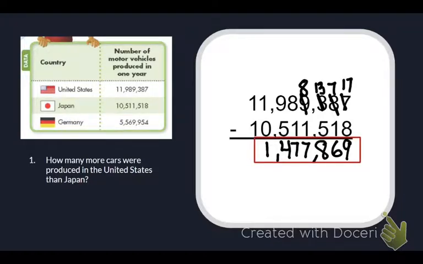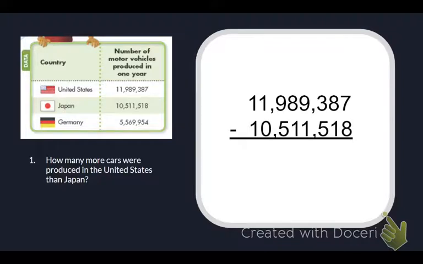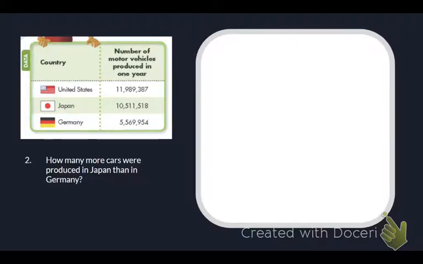1,000,000, with me, 477,869. That's the difference between Japan and United States on the number of automobiles they produce, right? Okay, let's move on to another example.